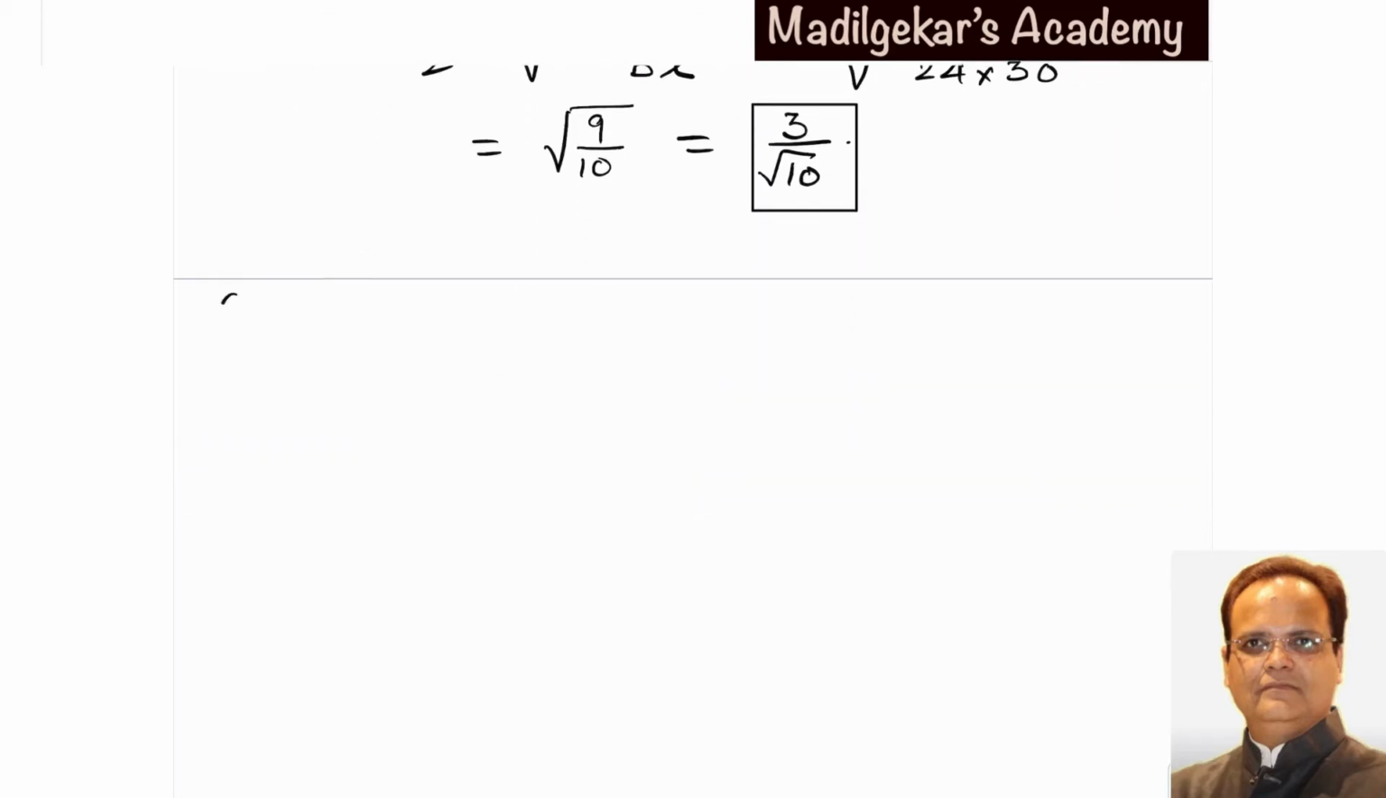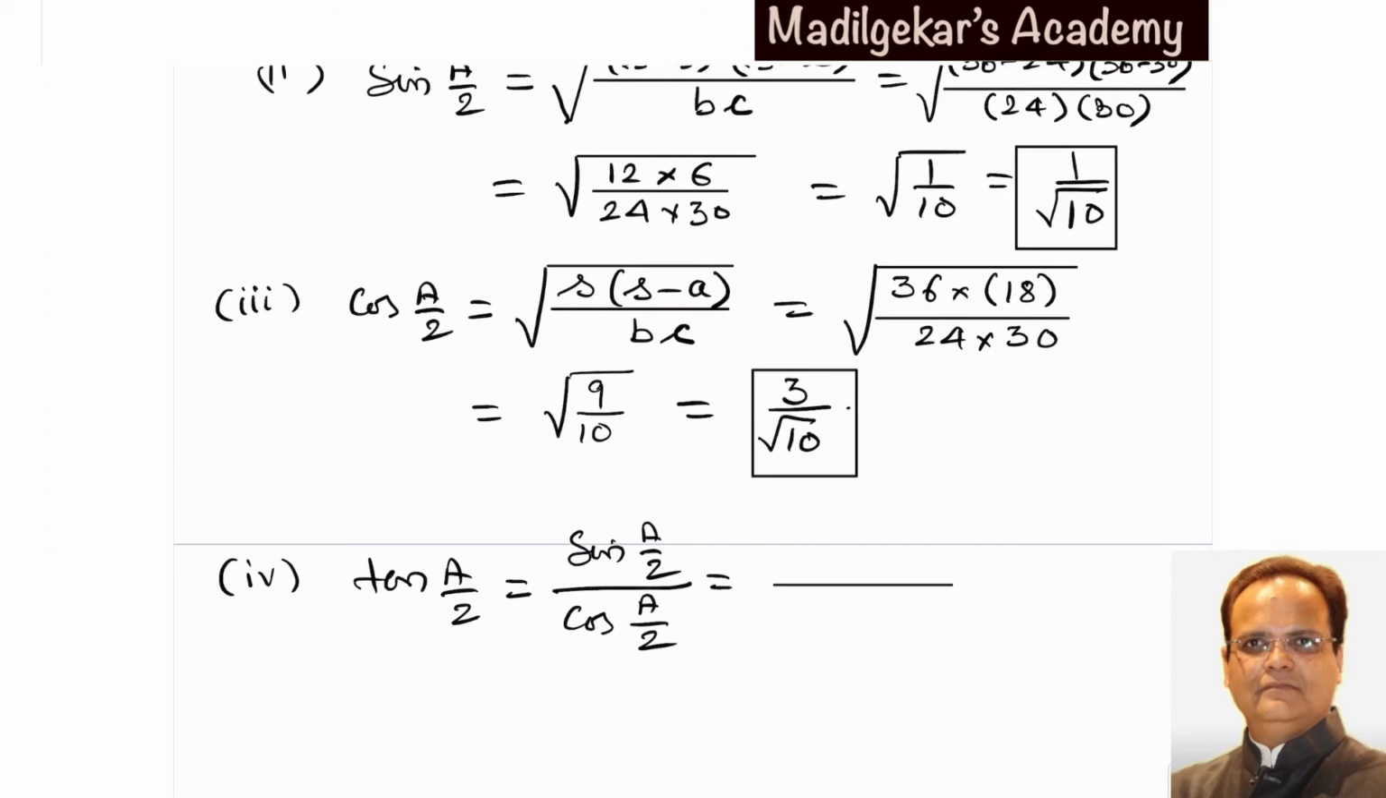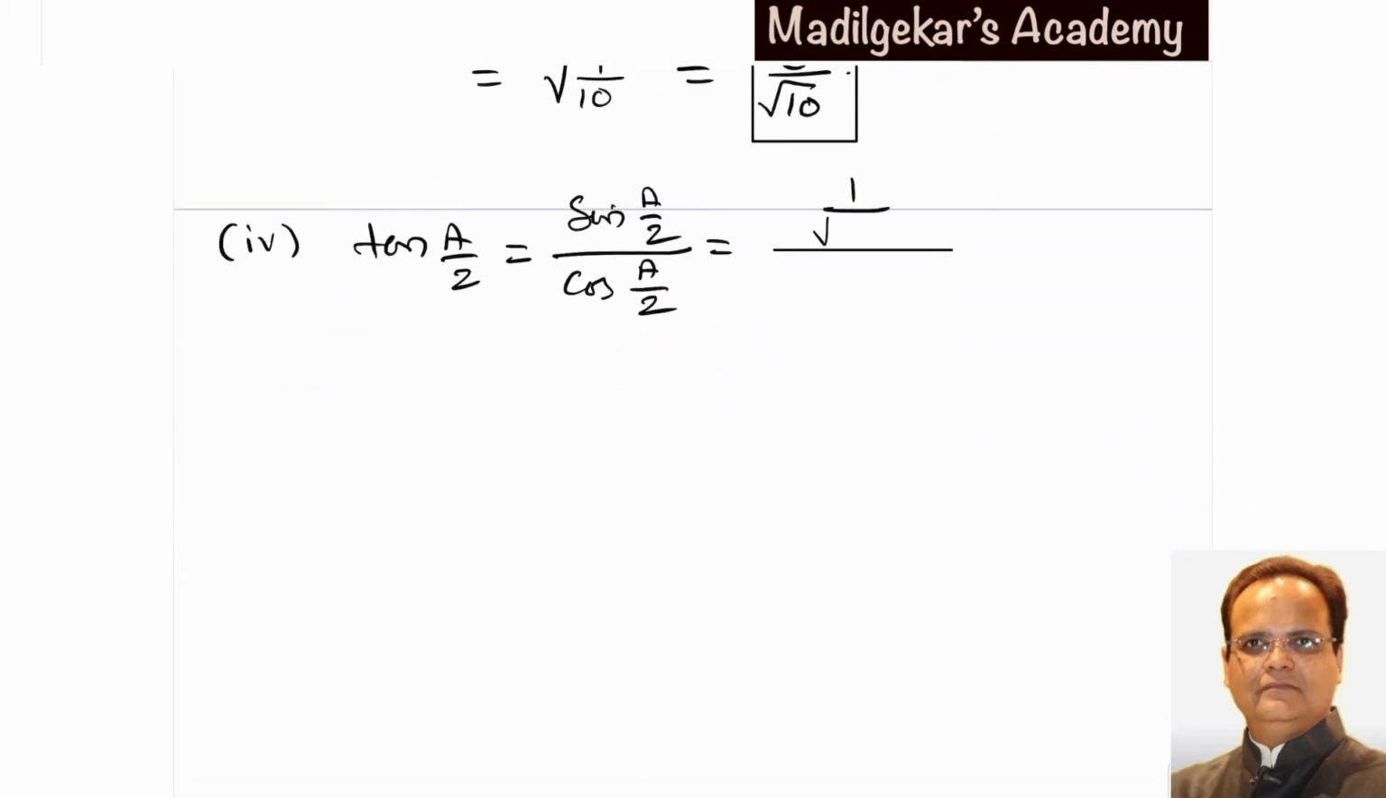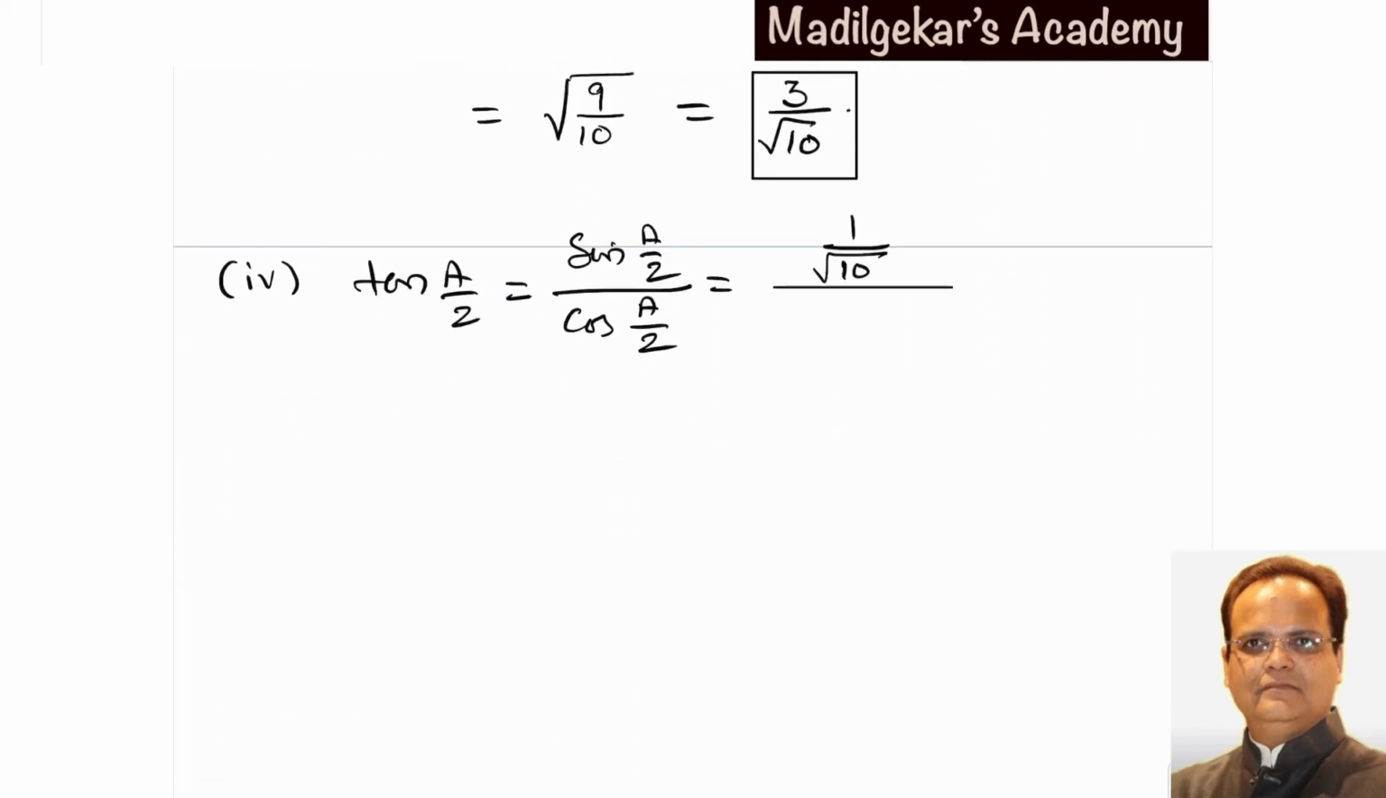Next is to find tan A by 2. We had already determined sin A by 2 and cos A by 2. Just divide sin A by 2 by cos A by 2. Sin A by 2 is 1 by root 10 and cos A by 2 is 3 by root 10. Root 10 gets cancelled, so it is 1 by 3. So the required value of tan A by 2 is 1 by 3.